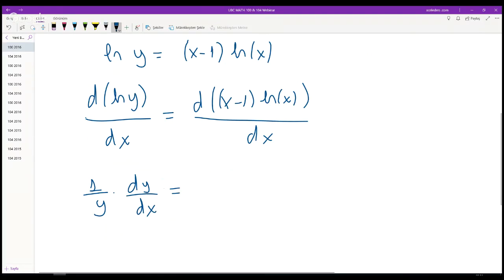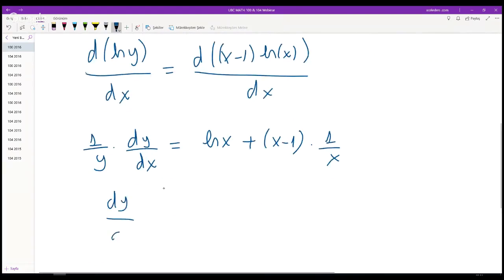On the right hand side, it's all x's, and they are multiplied, so just do the product rule. The derivative of x minus 1, which is 1, times ln x, plus x minus 1 times the derivative of ln x, which is 1 over x.